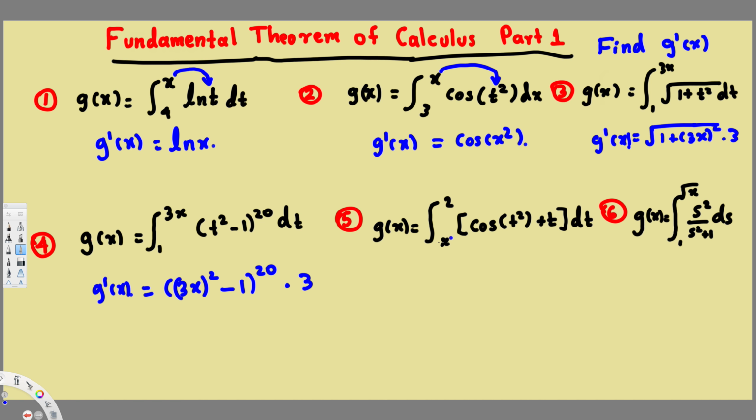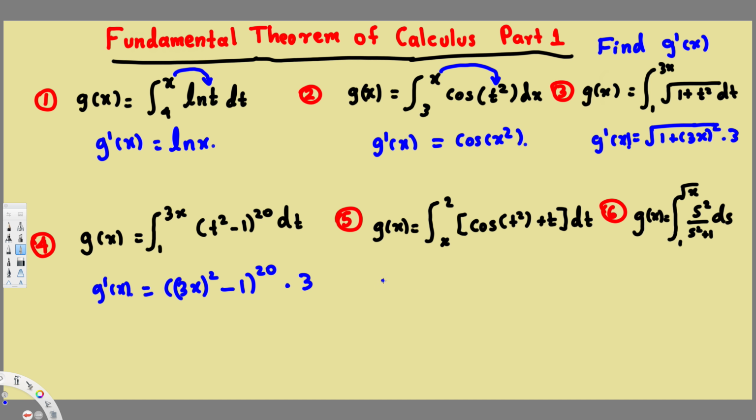Now let's look at this one right here. Here we have a number on top and the variable on the bottom. In the other cases, we always had the variable on top and the number on the bottom. It has to be like that, and if it's not, we have to change it.